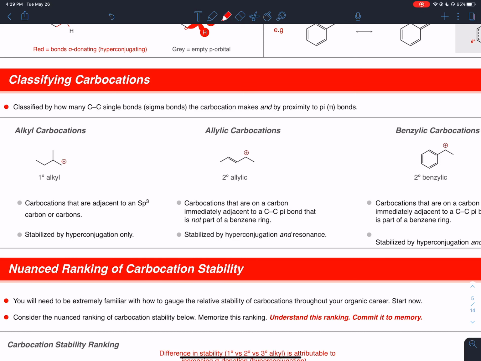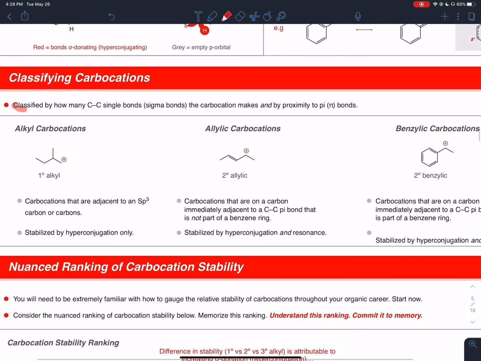Hi everyone. Let's take a step back and talk about classifying carbocations. So far we've talked about carbocation structure and how they're stabilized. I wanted you to think more about the electronic factors before we got into classification. So carbocations are classified by the number of direct carbon attachments that the carbocation itself is making and by its proximity to pi bonds, okay?